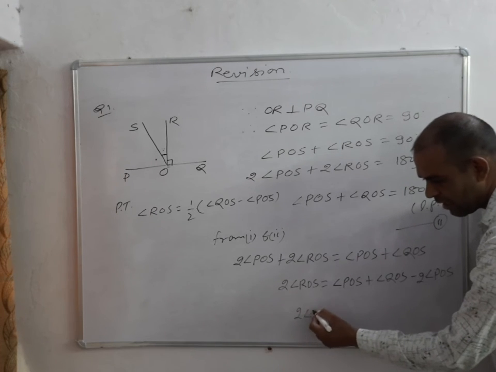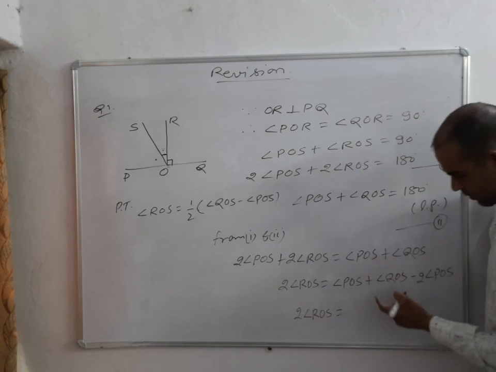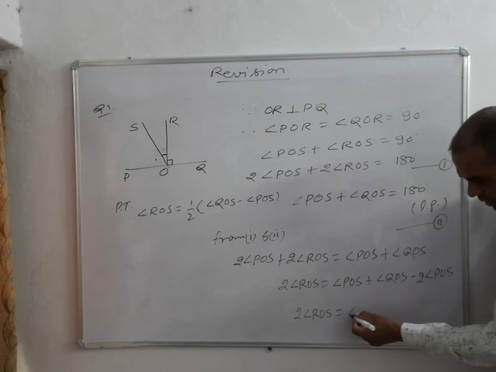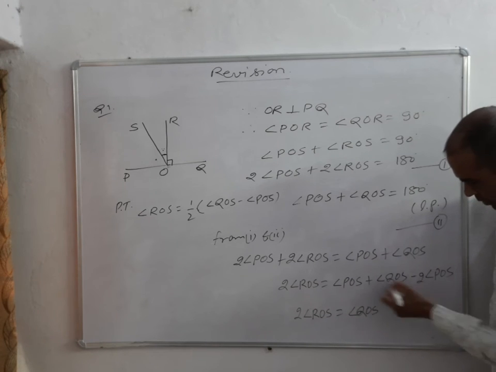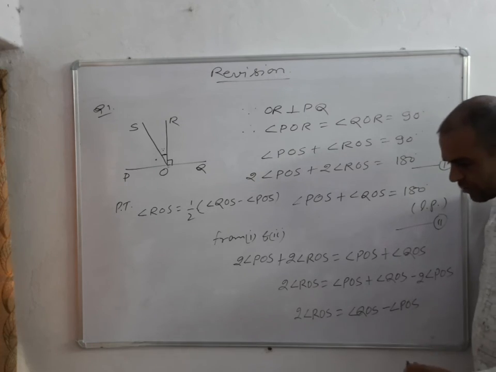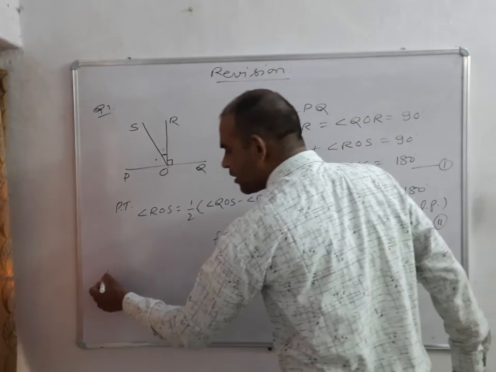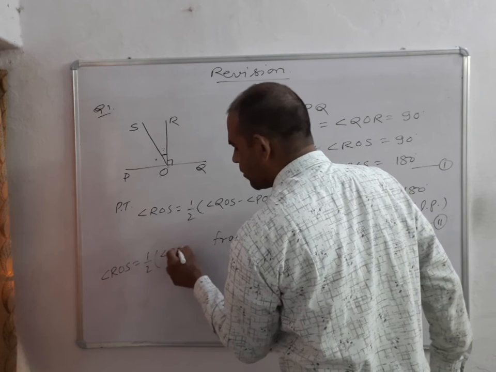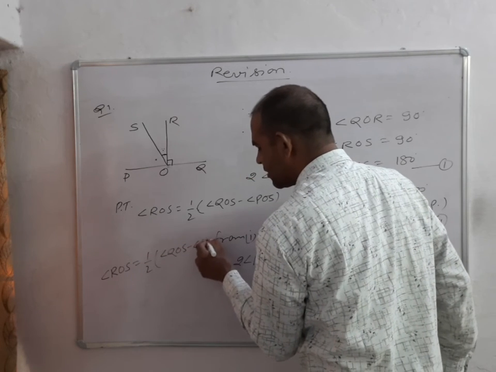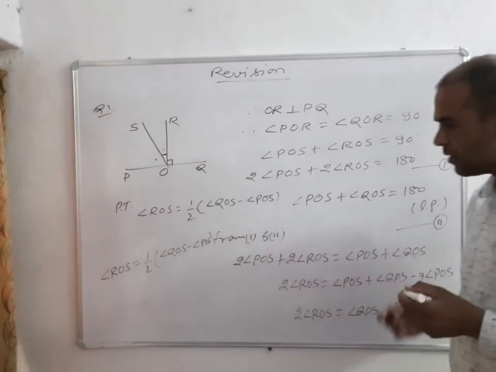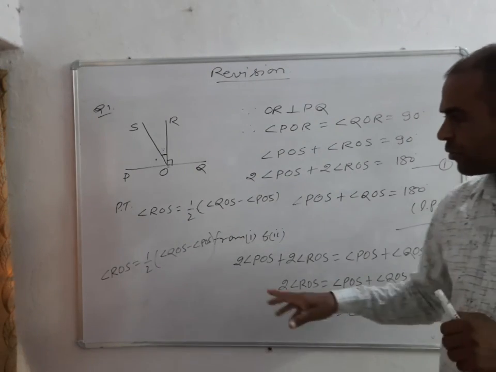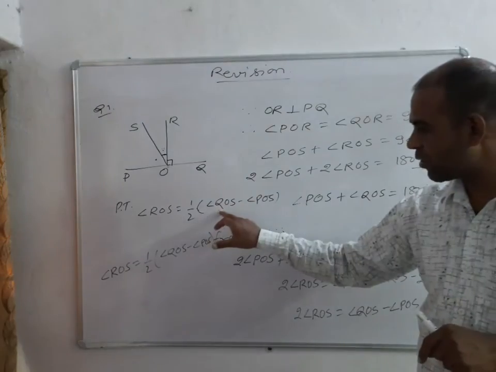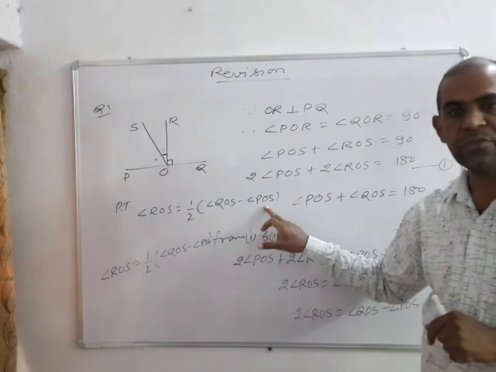So twice of angle ROS equals the difference, take QOS and whose difference is minus POS. Divide by 2, so angle ROS equal to half of angle QOS minus POS. This is proved: ROS equal to half of QOS minus POS.